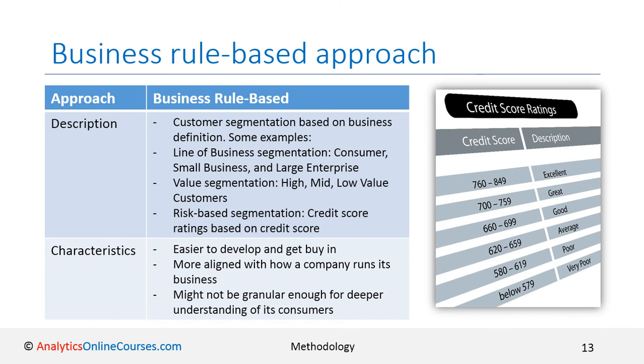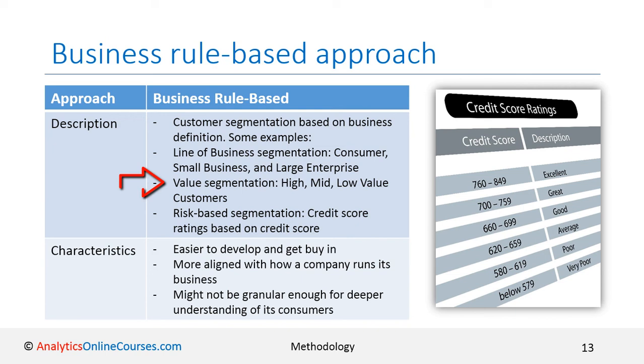Business rule-based approach. A lot of companies segment their customers based on business rules, and they also tend to organize their business based on those segmentation strategies. For example, customer segmentation based on business line. Some large corporations have a consumer line of business, a small business line, and a large enterprise line of business. Since customer needs and purchasing behavior for each line of business are quite different, companies organize their customers by line of business and develop different products and services for different lines of business.